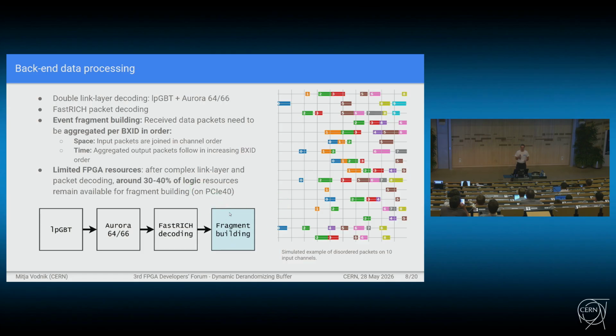And my task here is fragment building. Each readout board needs to assemble all the arriving packets into one single packet that has all the data for a specific event. The output of this fragment building has to be in time order, or BXID order. And because of some extra complexities that this ASIC already introduces, we have about 30 to 40% of logic resources remaining to do this part.